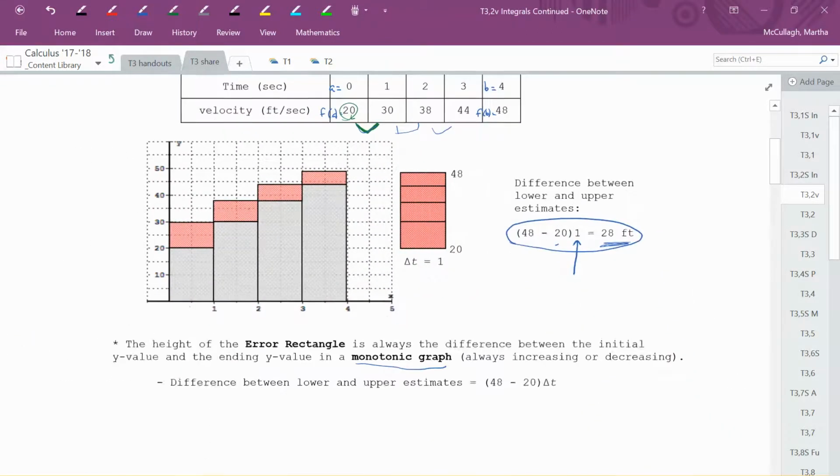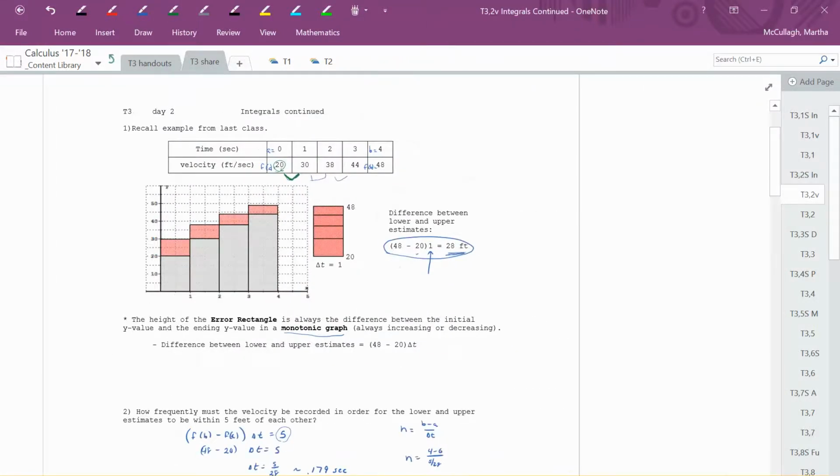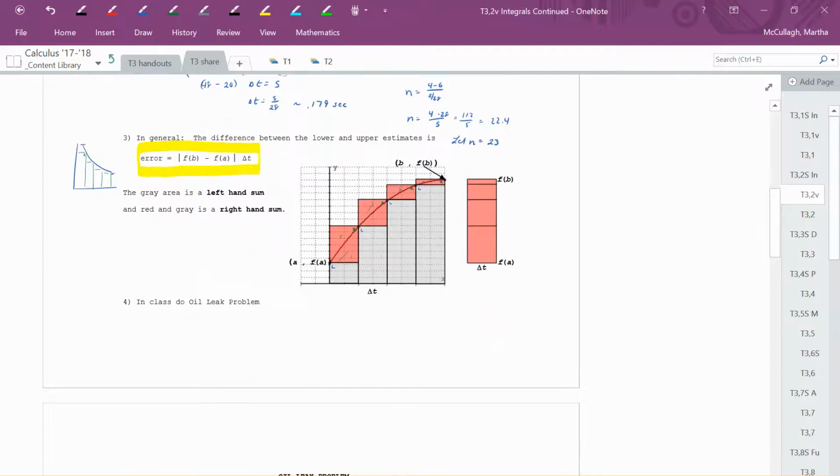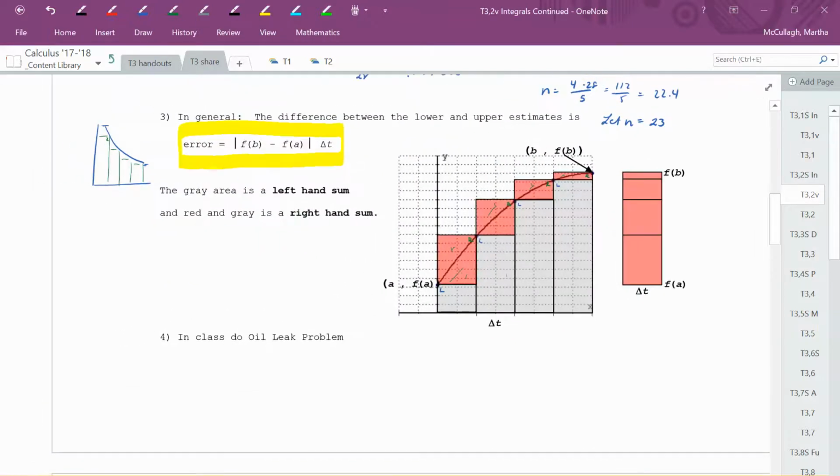So we're going to refer to these sums as either underestimates, overestimates, lower estimates, upper estimates, left-hand sums, right-hand sums, all having the same process. It's just a different way of expressing what we're looking for. So those are really the only notes for today.